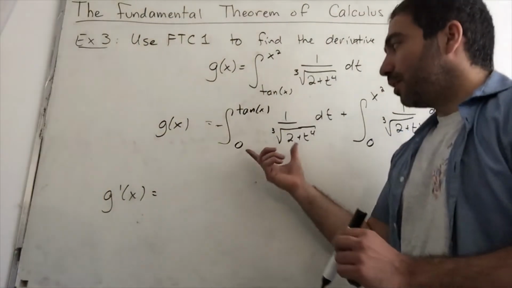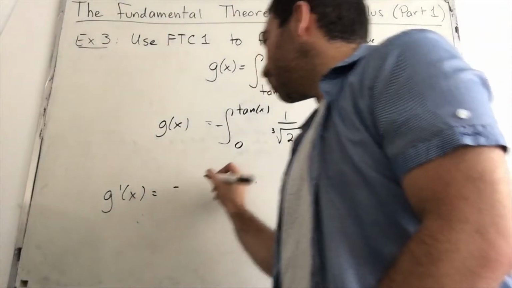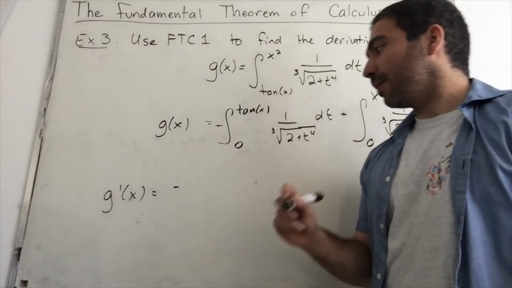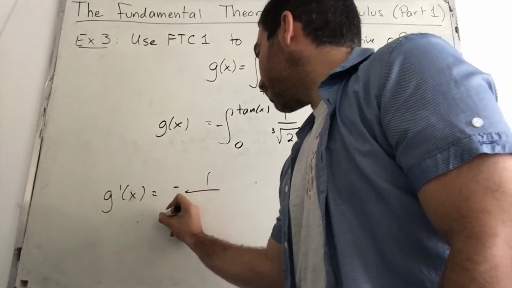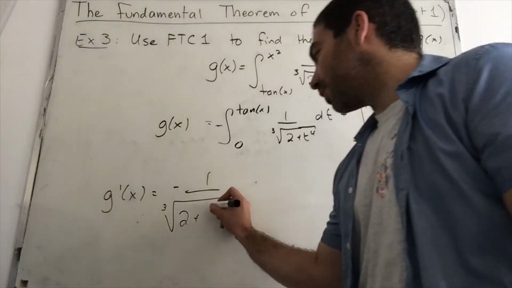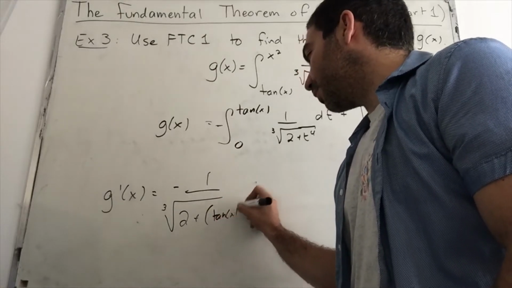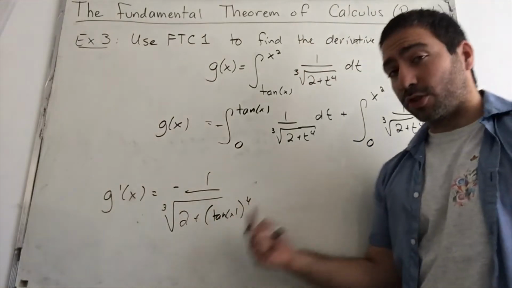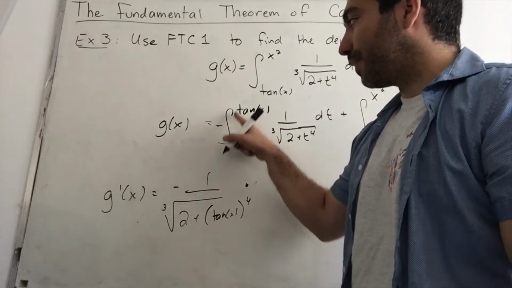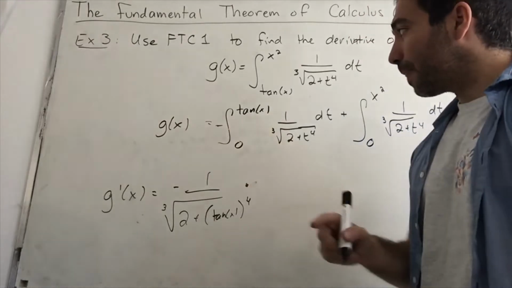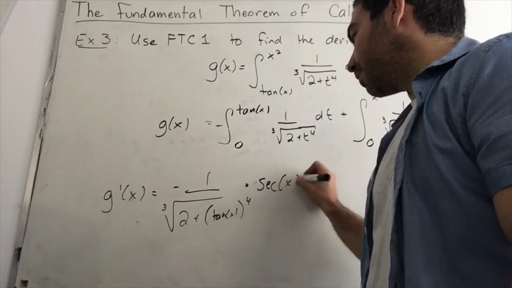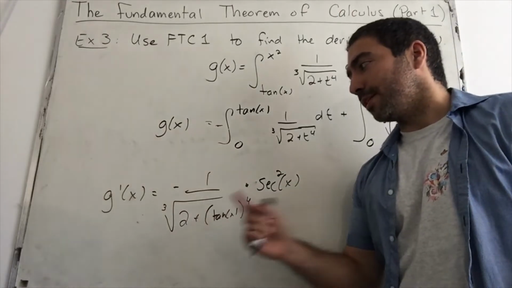is equal to, so we're taking the derivative of the first function. Again, we just substitute the upper bound, replacing the t with the upper bound. So we get negative 1 over the cubed root of 2 plus, instead of t to the 4, it's going to be tan to the 4. But don't stop there. Remember, we have to apply chain rule, multiplied by, so here we essentially took the derivative, canceling out the integration sign. And now we have to take the derivative of the tan. So the derivative of tan is secant squared. Okay, so this piece here is done.